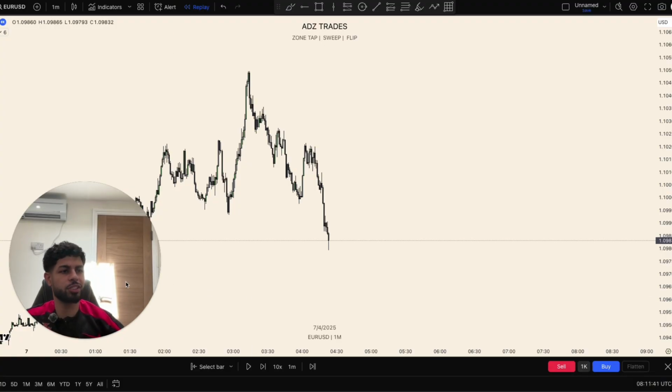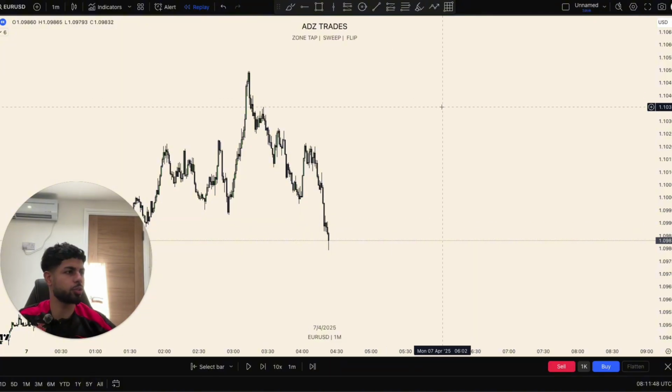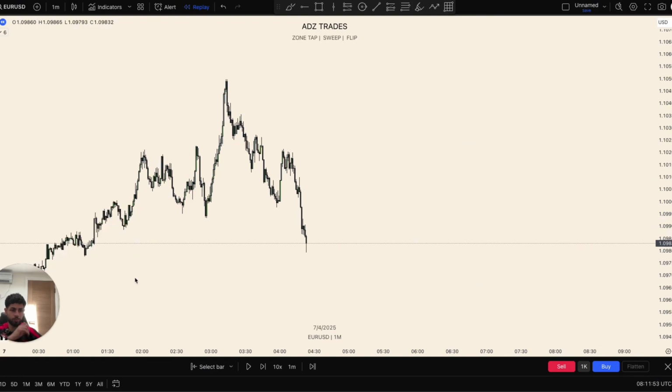So it's based on three things. It's based on market structure, it's based on liquidity, and it's based on supply and demand. If you pair those three correctly, guess what? You have an edge in the market. So how do we do this? Again, any time frame, any chart.